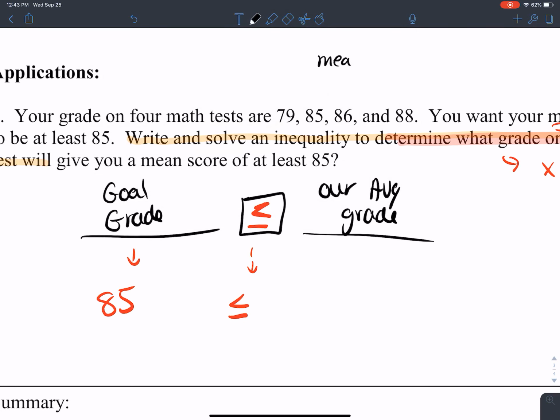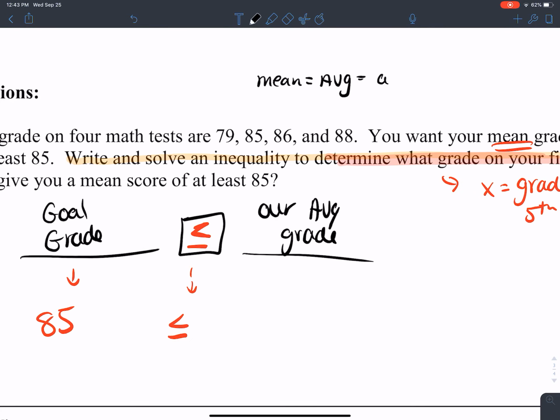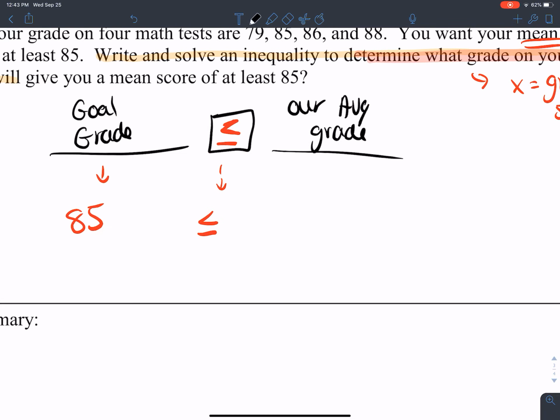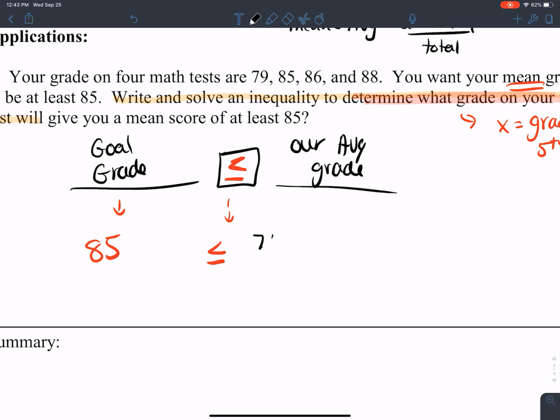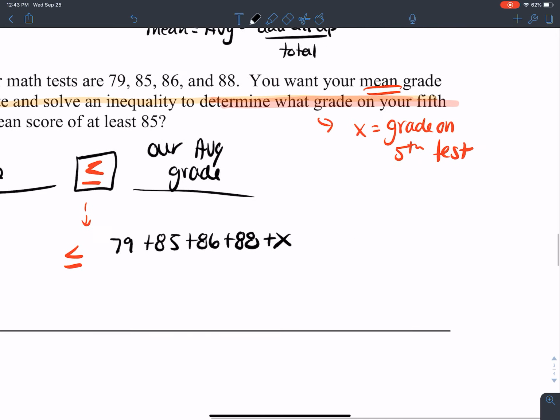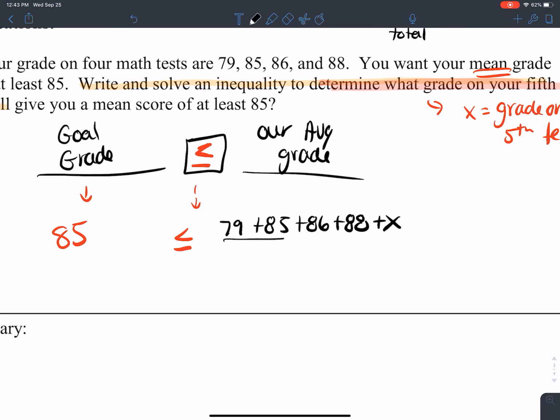And just remember that the mean, that's another word for average. So we add all things up and divide by the total. So I would have to add up all my grades and divide by how many there were. So the first test I got a 79, then I got an 85, then I got an 86, then I got an 88, and I don't know what I got on the 5th test yet, which is why we called it x. So that's 5 scores, so I'm going to divide this by 5.